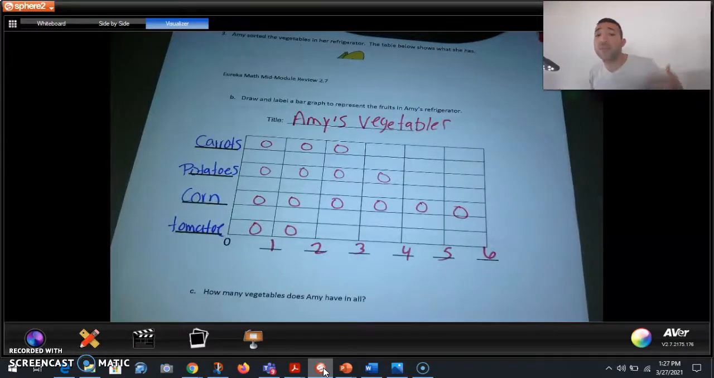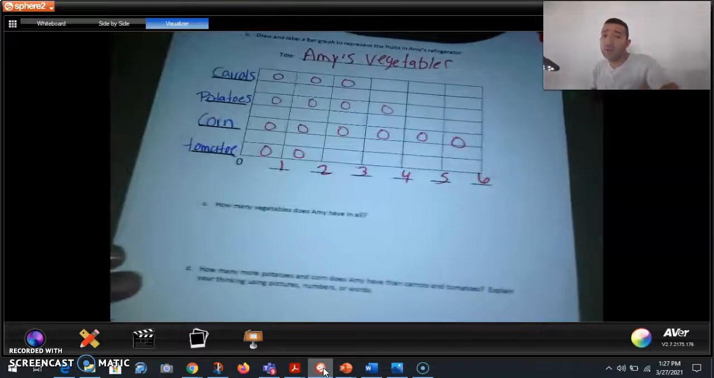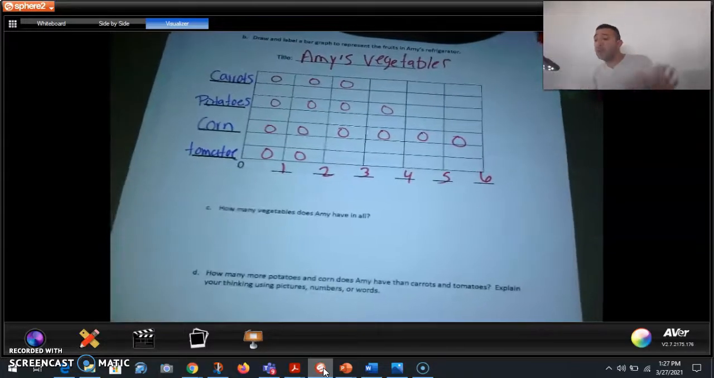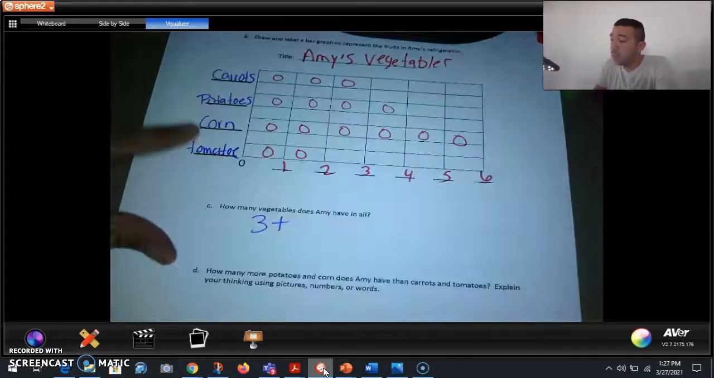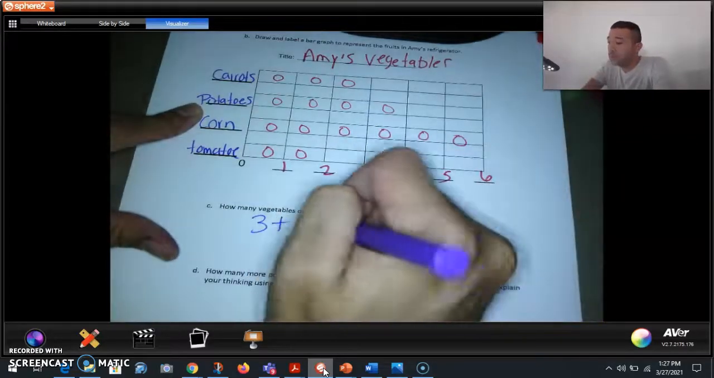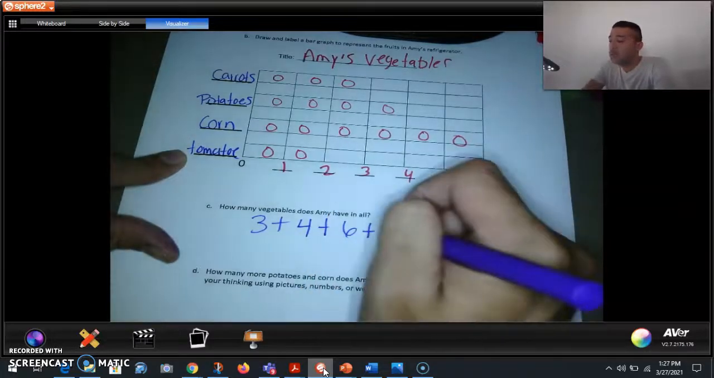This is something that we have worked before, boys and girls. Just making sure that we are refreshing our mind and we know what we're doing, right? So how many vegetables does Amy have in all? So that means, boys and girls, they want to know the total of vegetables that Amy has in her refrigerator, right? So we know that she has 3 carrots, 4 potatoes, 6 corns, and 2 tomatoes.